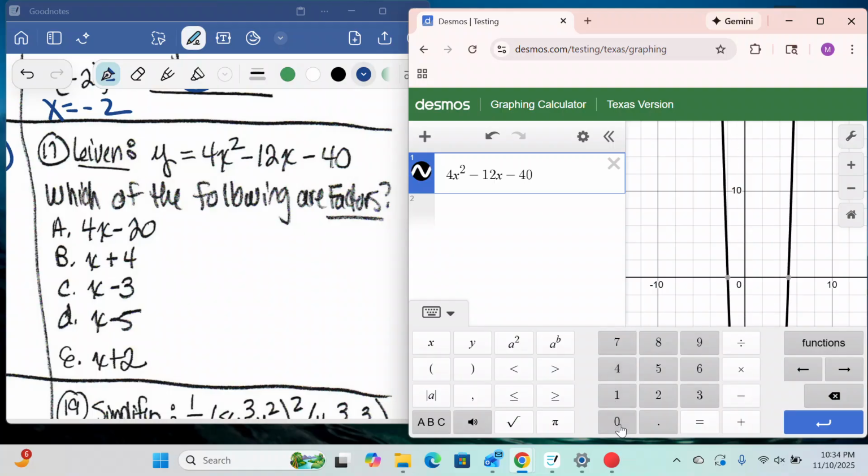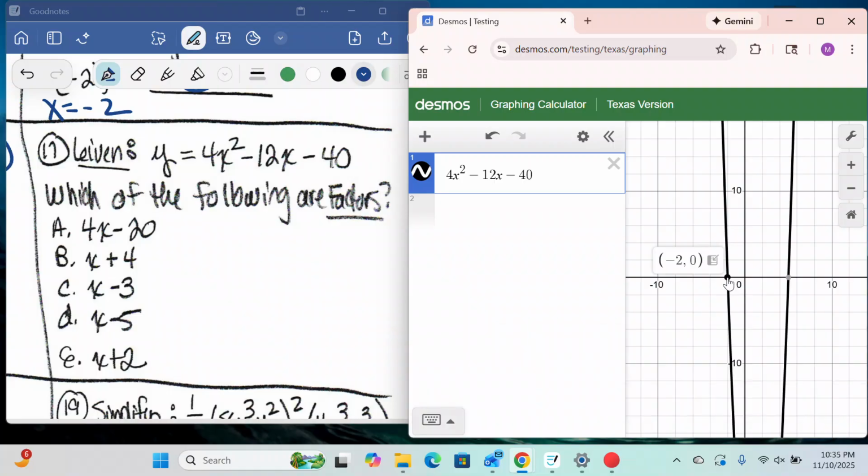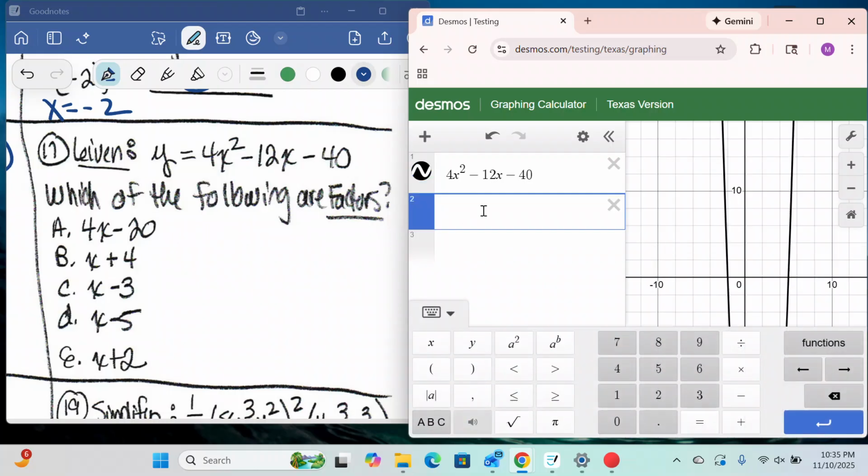And there it is. There is my U shape. It is a minimum. Here are my two x-intercepts. Now I've got to test every single one of these and find out which ones are factors and which are not. So I'm going to test the first one, x minus 20.